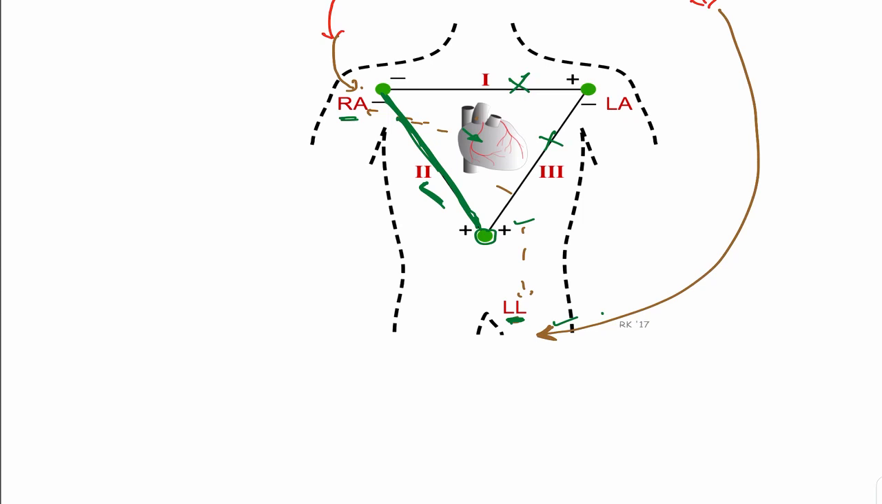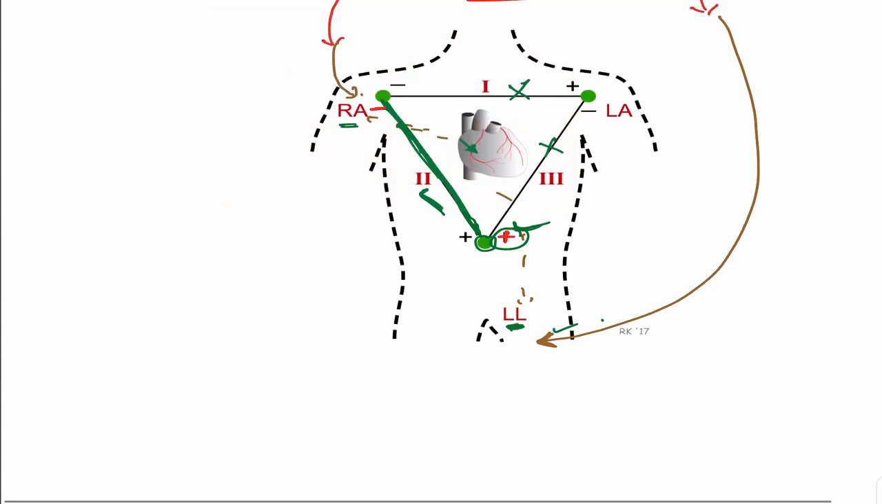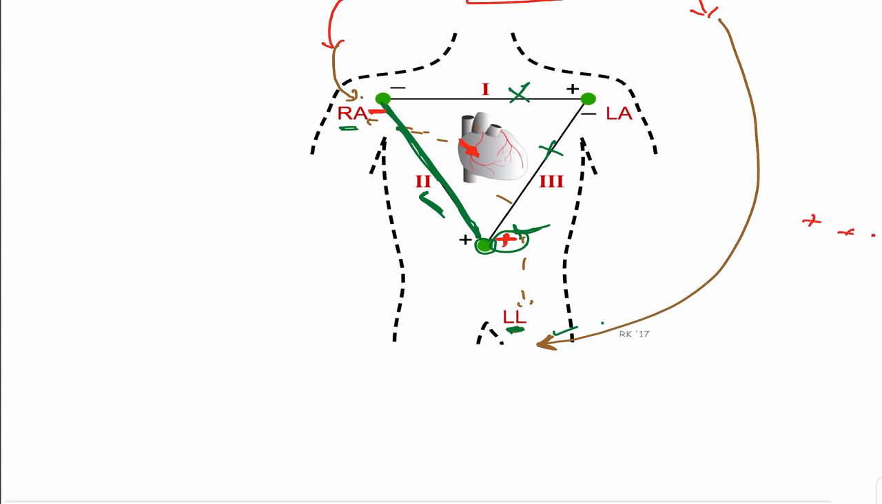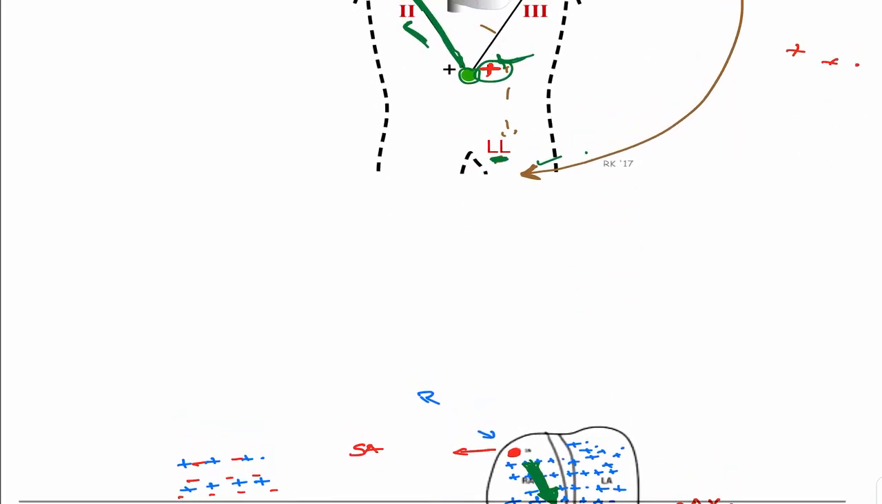So basically this is the positive terminal, and this is basically the charge vector which is coming, and it is moving towards a positive terminal. So here, I'll change the color. Here it's a positive terminal. We are taking only one lead, so we are taking this lead. Here it's a positive terminal and there is a negative terminal on top, and this positive charge, because it's depolarization, is coming towards the positive terminal. So positive towards positive: in ECG you will see a positive deflection.